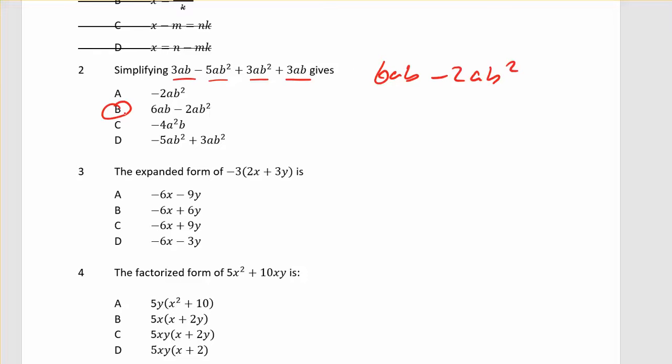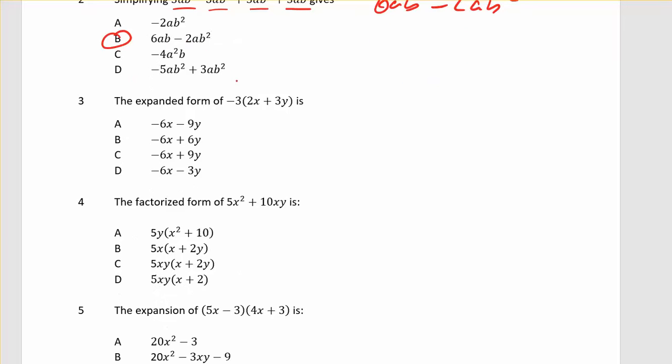In expanded form, so when we expand, we just draw a rainbow. Negative 3 times 2x is negative 6x. Negative 3 times 3y is negative 9y. So negative 6x, negative 9y.